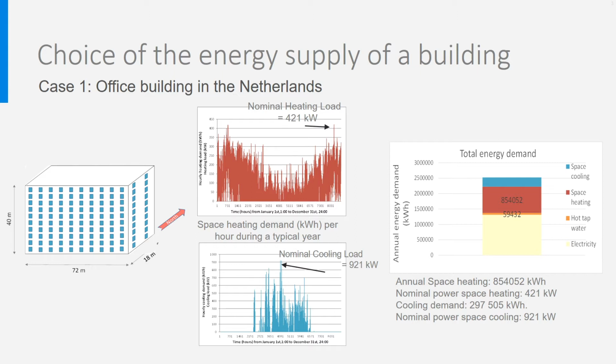The data we need to calculate the performance of energy supply systems are the annual space heating demand, 854 megawatt hour, the nominal power for space heating, which is 421 kilowatt, and of course the cooling demand, which is approximately 298 megawatt hour, and a cooling power of 921 kilowatt.